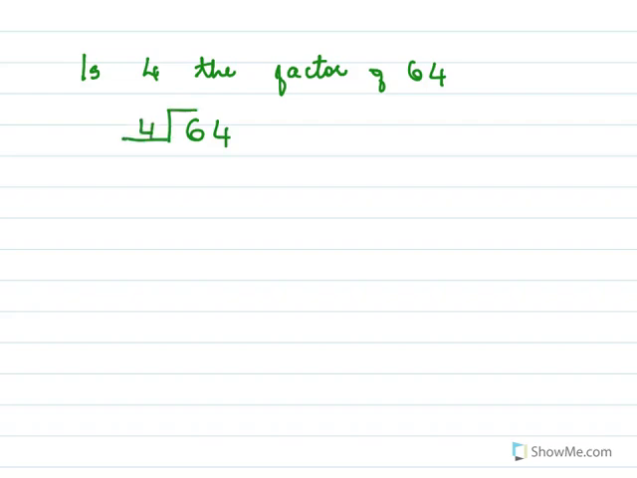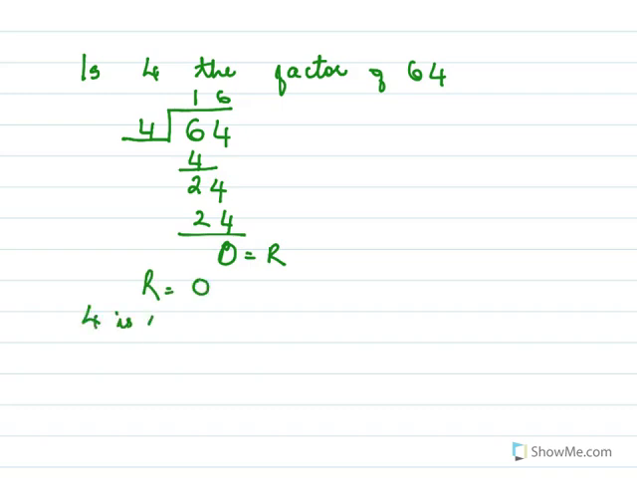Now if I were to ask you, is 4 a factor of 64? How would you find out? You will divide 64 by 4 and check for the remainder. The remainder has come 0. And because the remainder is 0, you will say 4 is a factor of 64.